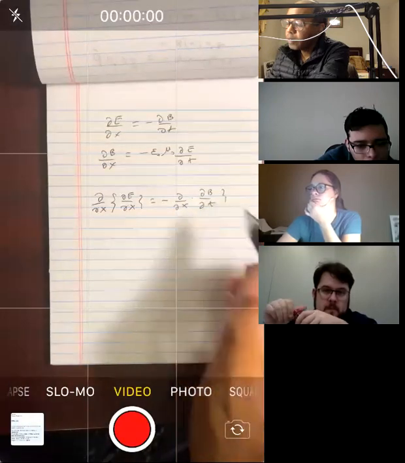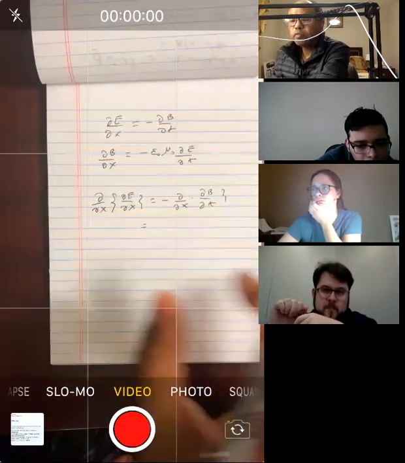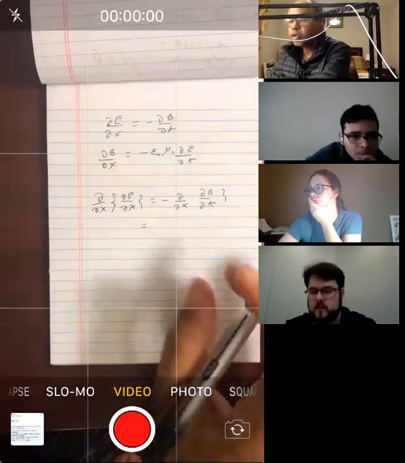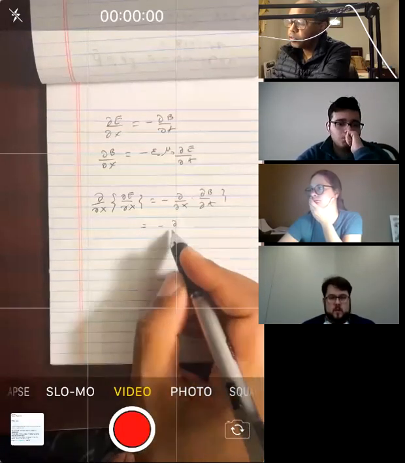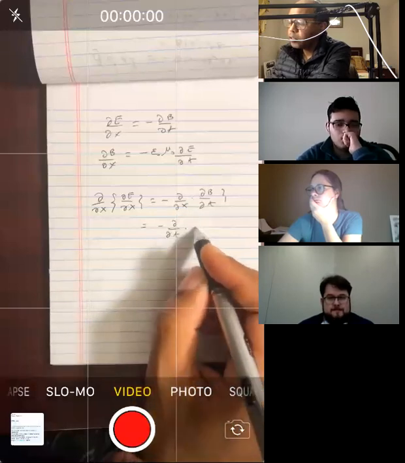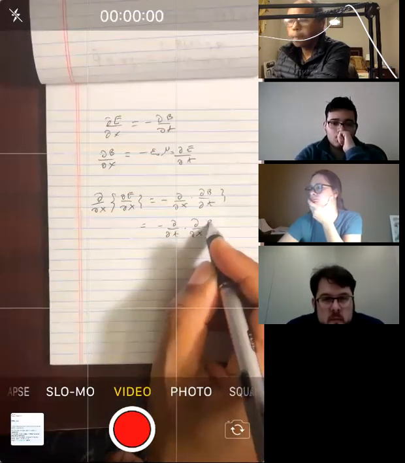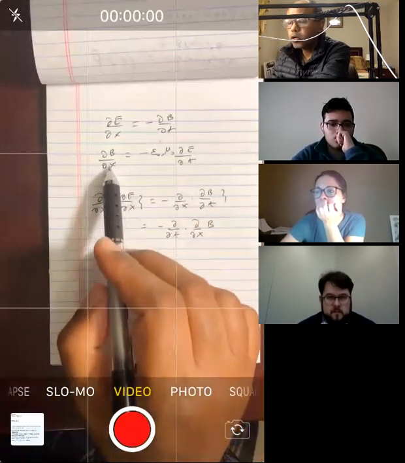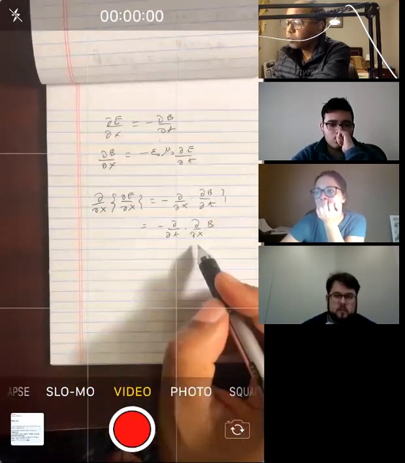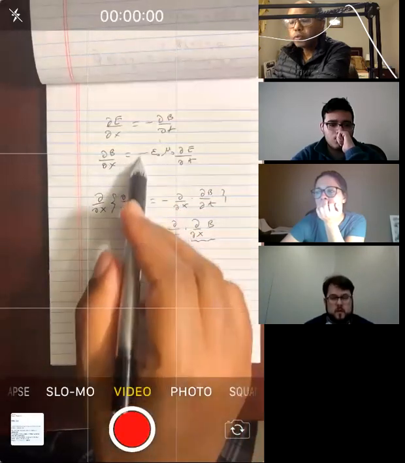Now, I can write this like this. If the functions are continuous, you can reverse the order of differentiation, okay? So this equals negative partial derivative with respect to time, and then partial derivative with respect to x of B, okay? But you see, this equals this one. This one equals this one. I'm going to put that over here. You see, this one over here is equal to this one.